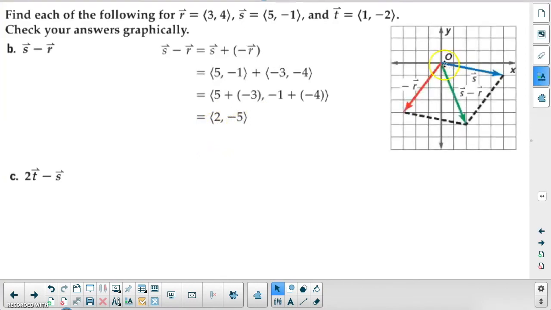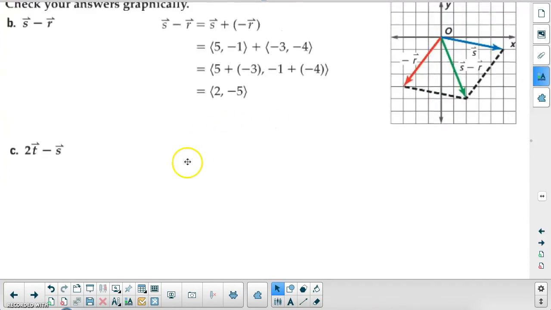If we check that graphically, we have negative r. The original r is positive 3, positive 4. So that becomes negative 3, negative 4. We have s at positive 5, negative 1. If we form that parallelogram, we get that resultant at positive 2, negative 5. Notice those parallelograms come together at that terminal point for that resultant vector.